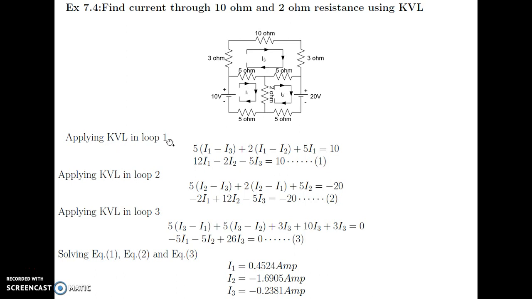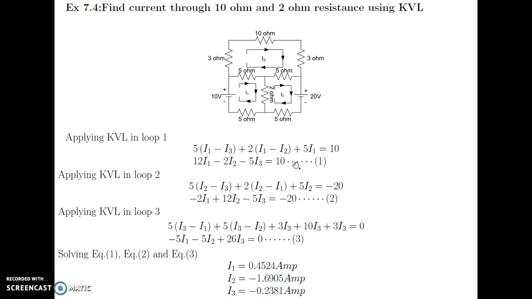So applying KVL in loop 1, what is the current through this 5? The current in this direction is I1, and the current in the opposite direction is I3, so it is I1 minus I3. In this resistance, plus 2 times I1 minus I2, since the currents are in opposite directions. Through this 5, the current is only I1, so plus 5 I1, equal to 10, as we start from the plus and end at the minus.